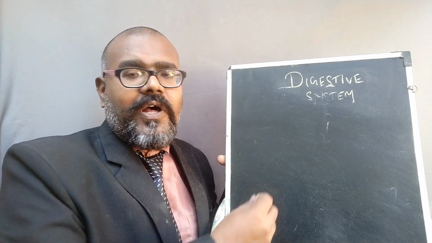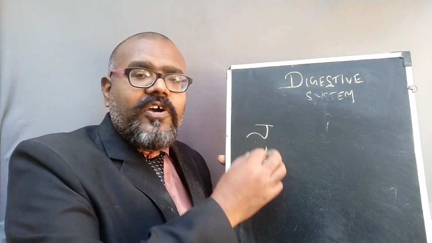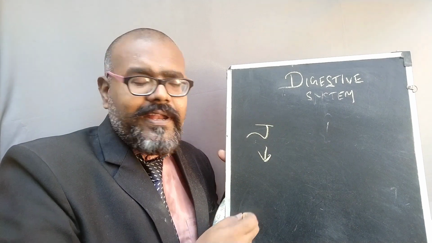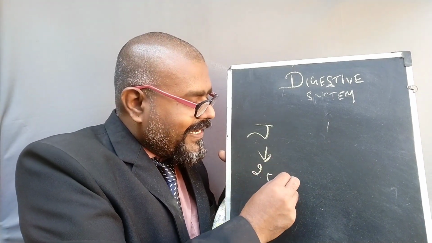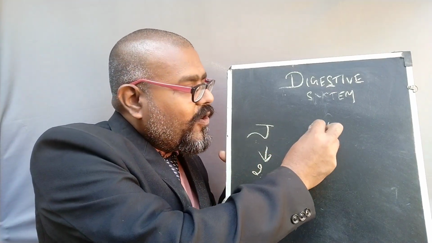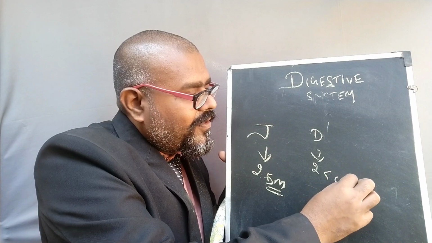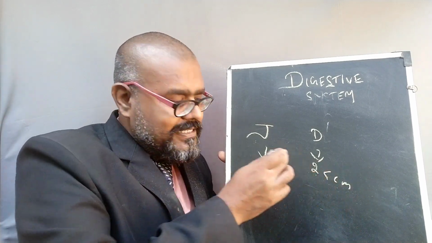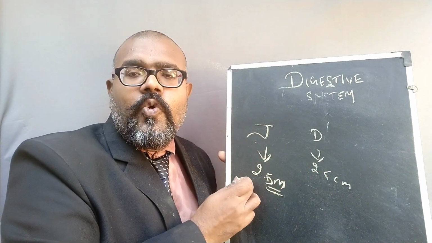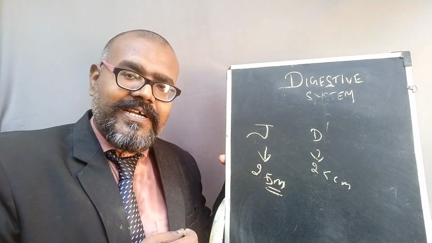The next region of the small intestine is the jejunum. The jejunum is one of the longest portions of the small intestine. It is around 2.5 meters long, but the duodenum is very small, only around 25 centimeters long. Here it is in meters, 2.5 meters. This jejunum is the second portion of the small intestine.